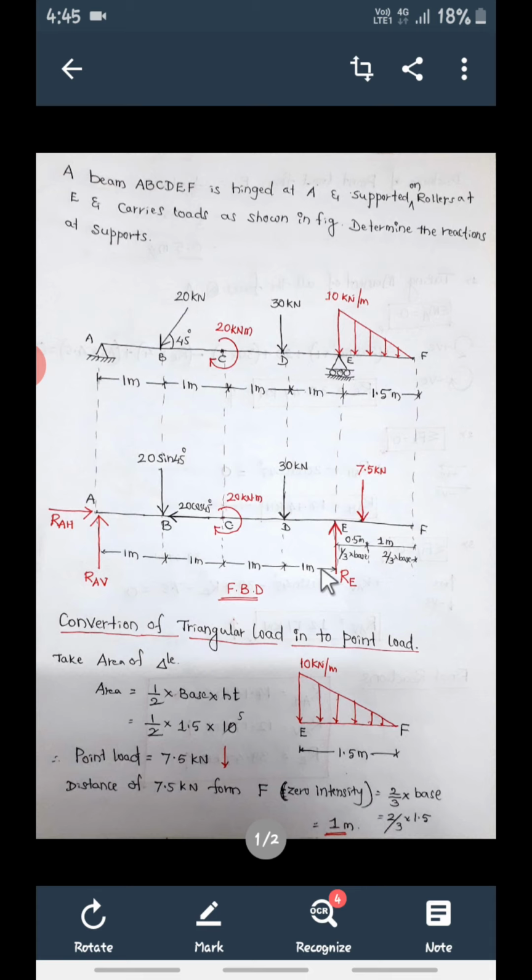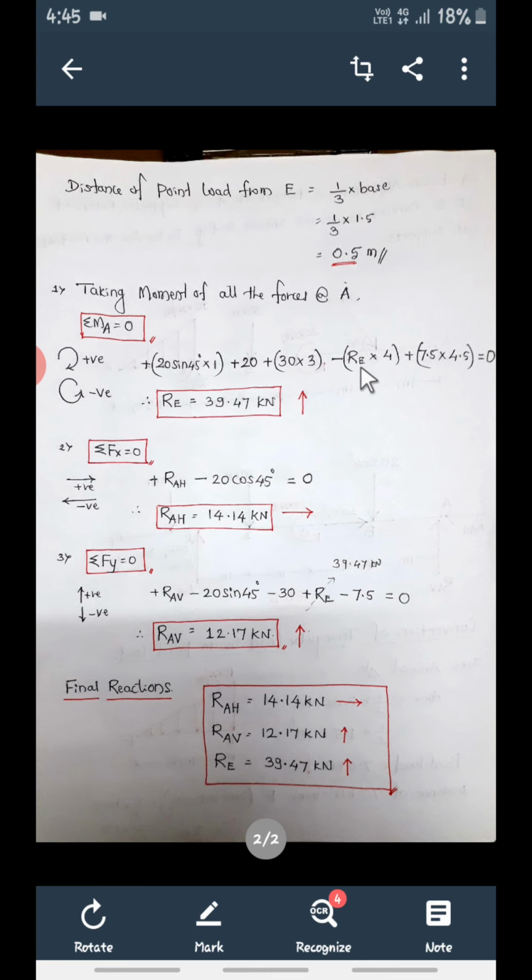Now see, this is RE. With reference to A, this RE is going to produce anticlockwise, which means minus. So minus RE into 4. 1, 2, 3, 4. From here to here, minus RE into 4. So that is minus RE into 4.